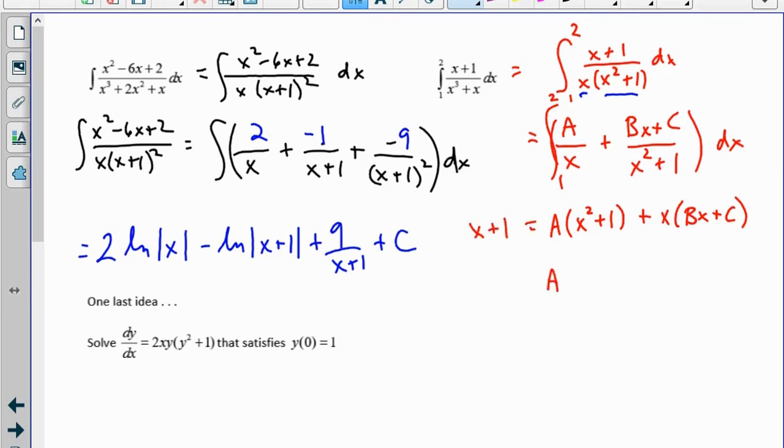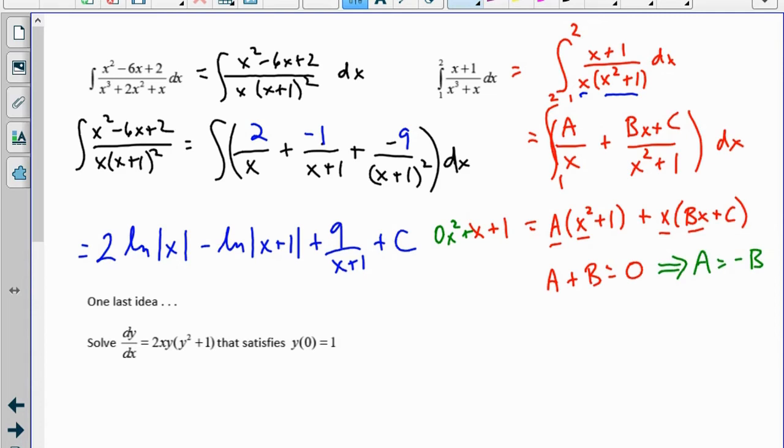So I have ax squared and bx squared, and that's going to end up equaling 0, because if I have x plus 1, that means there's a 0x squared in the front, and so ax squared plus bx squared has to equal 0x squared. So a plus b equals 0, which means a equals negative b.